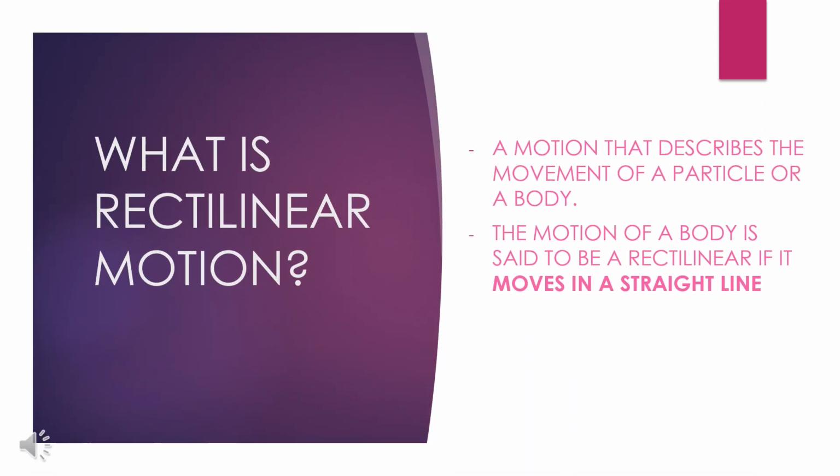So what is rectilinear motion? Rectilinear motion is a motion that describes the movement of a particle or a body. The motion of a body is said to be rectilinear if it moves in a straight line. In other words, rectilinear motion is motion that moves along a straight line. Some examples of rectilinear motion include a marching band, a bullet train moving along its track, a car or train moving along a straight line, and the movement of elevators.